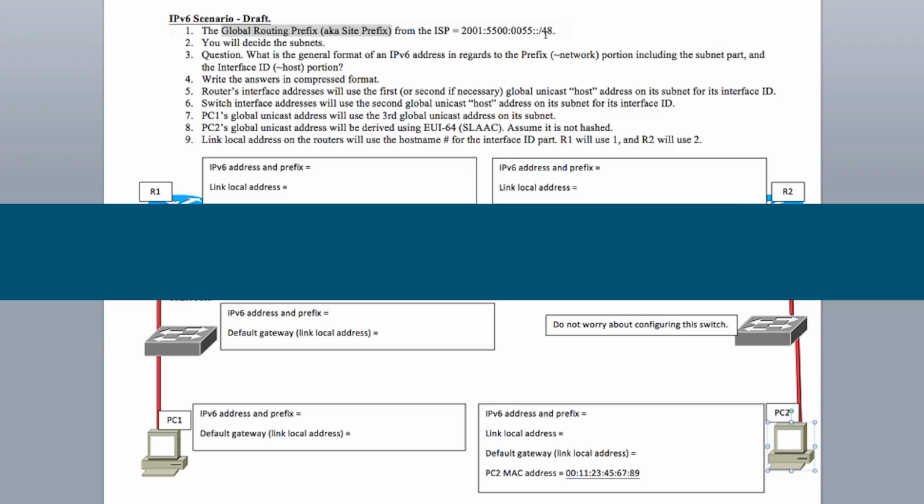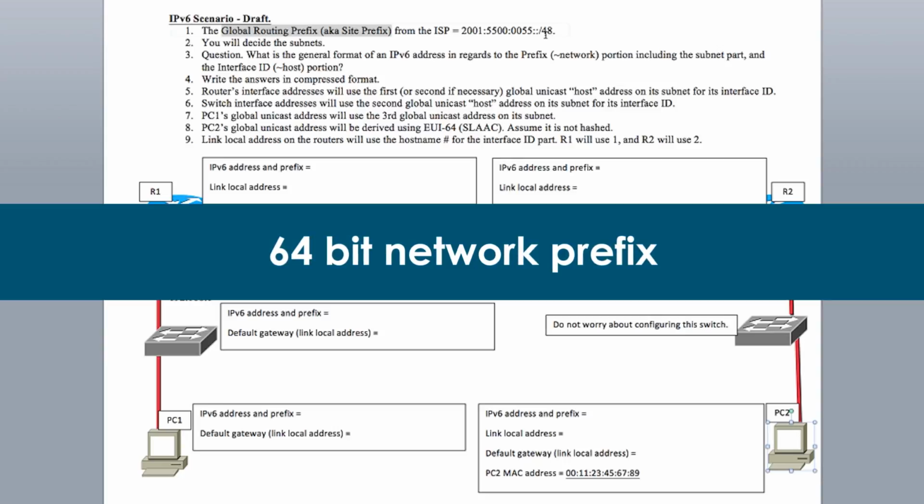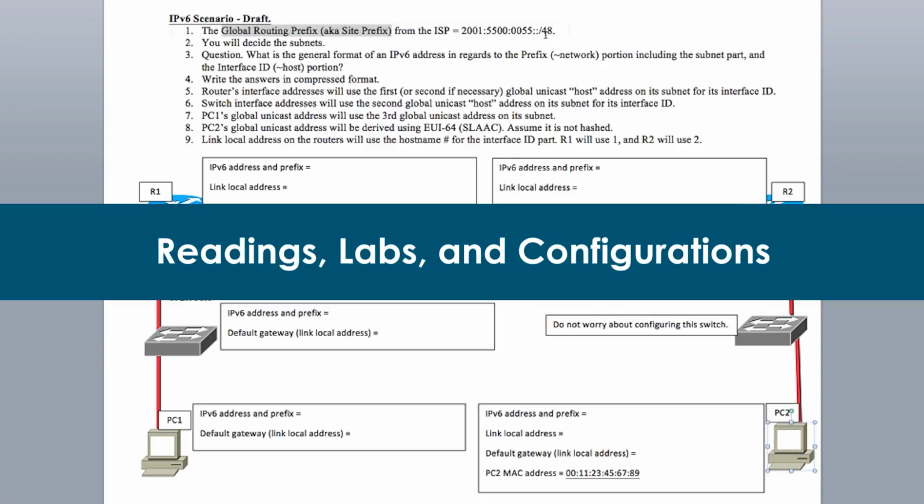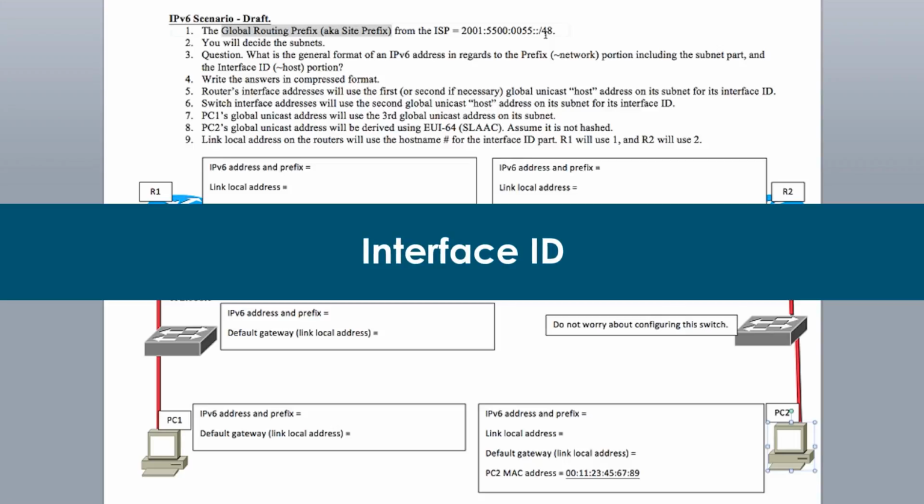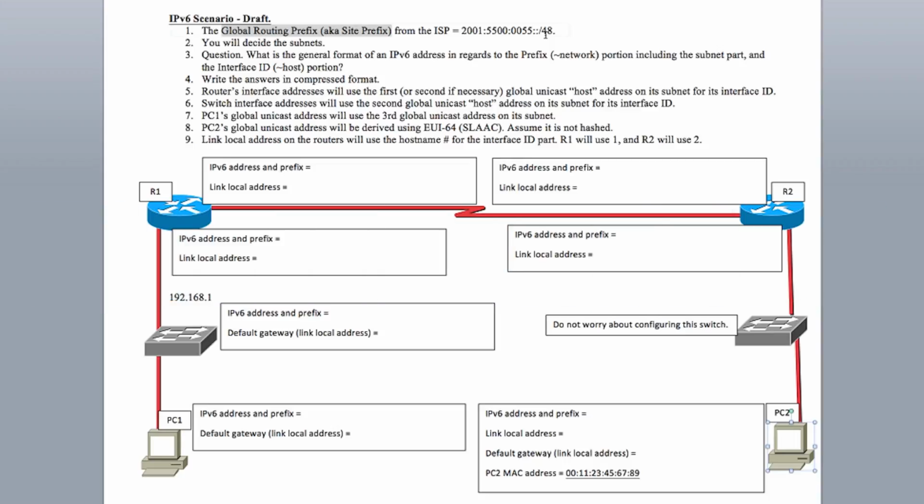When the 48-bit global routing prefix and the 16-bit subnet ID are concatenated, it forms the 64-bit network prefix. The distinction between /48 and /64 will be covered in even more detail later in this video series. But for now, realize that /64 is what's almost always used in the readings, labs, and configurations. The last 64 bits are considered the interface ID. The IPv6 network prefix is basically the same as the IPv4 network portion, and the IPv6 interface ID is basically the same as the IPv4 host portion.